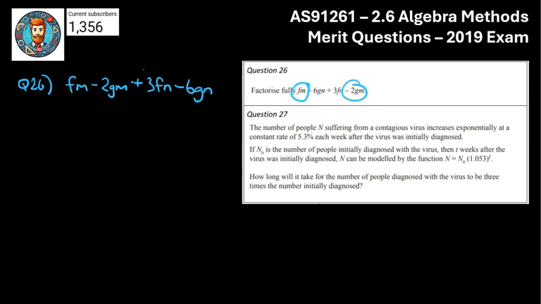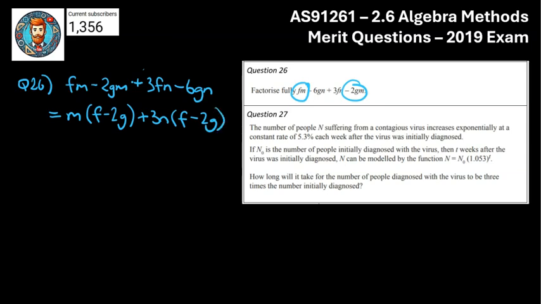I'm now going to factorize both of those groups. So this group here, the only thing they've got in common is the m. So that there is going to become m bracket f minus 2g. Over here, they've got a 3 in common. They've also got an n in common. So I'm going to take out that 3n. So I'm going to go plus 3n bracket f minus 2g.